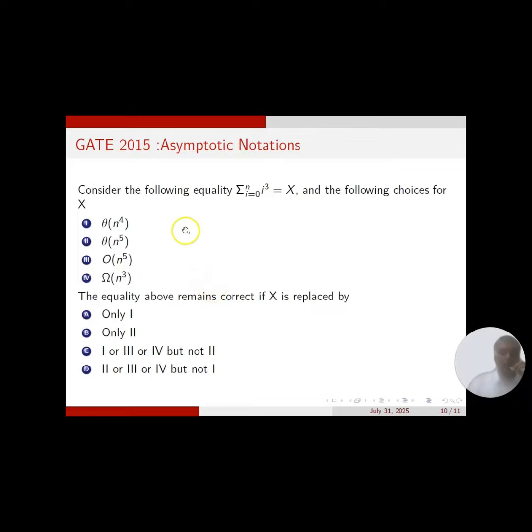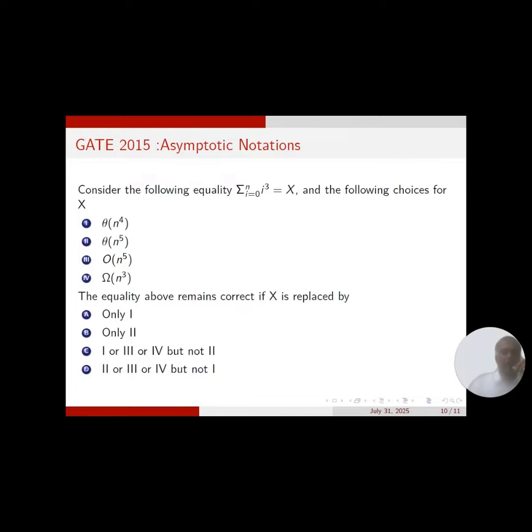Hello. So given x as the sum of the cubes of n natural numbers, now they are asking which equality holds. So this is a classical question testing the understanding of the definitions of the big O, theta and omega notations.